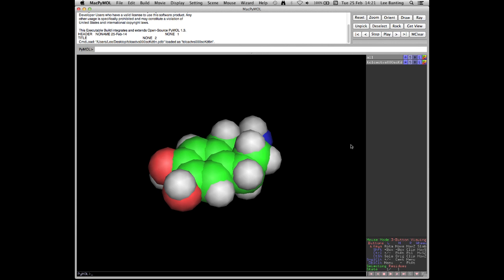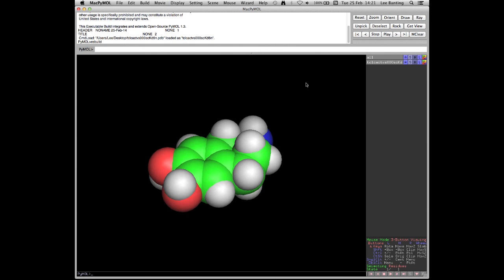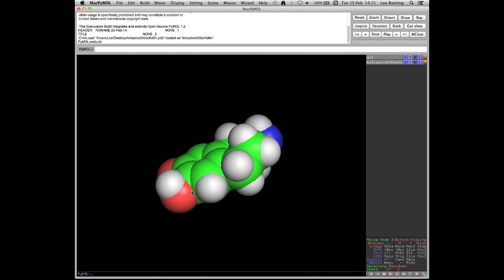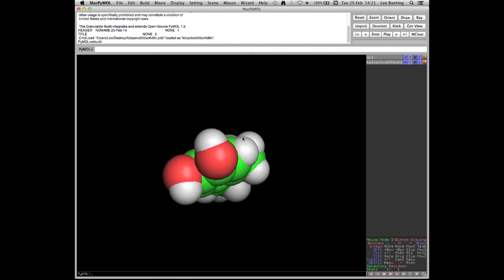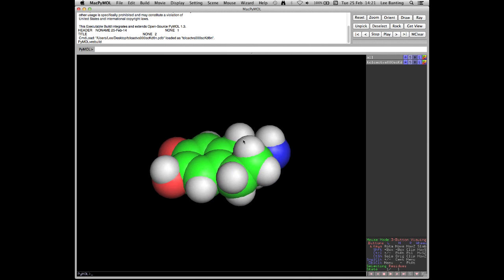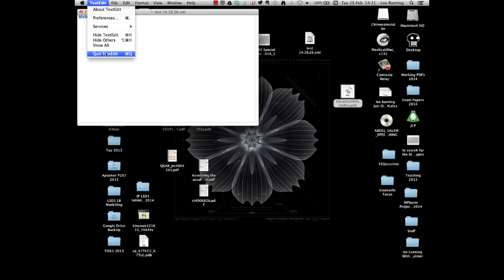We can do space-filling models. That's actually quite rough, so let's improve the quality of that. There we go. That's the van der Waals surface of the molecule. So this is visualizing our three-dimensional information. But we don't want to just visualize it. We want to do something sensible with it.